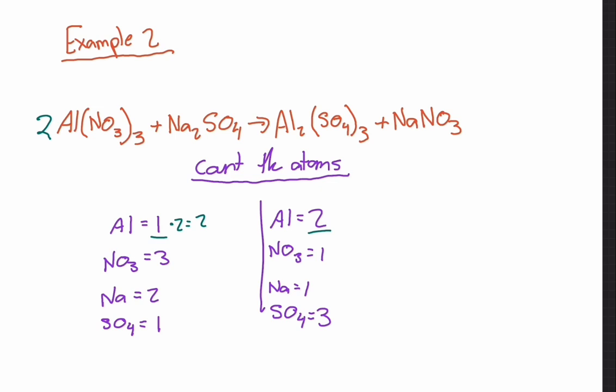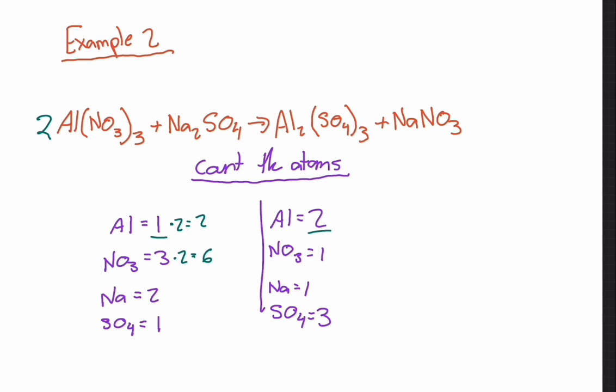Now, we have 2 aluminum atoms on each side, but this also affects the nitrate ions. Now on the left, we have 6 nitrate ions. Again, nitrate is the NO3. Step 3 would be to balance the sodium and the nitrate. So let's do that. On the left, we have 2 sodium atoms, but only 1 on the right. And we only have 1 in NaNO3.